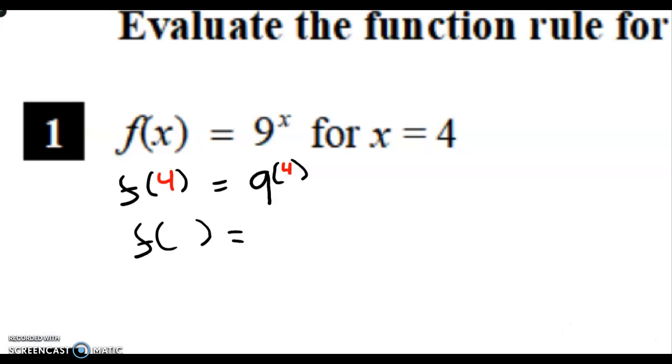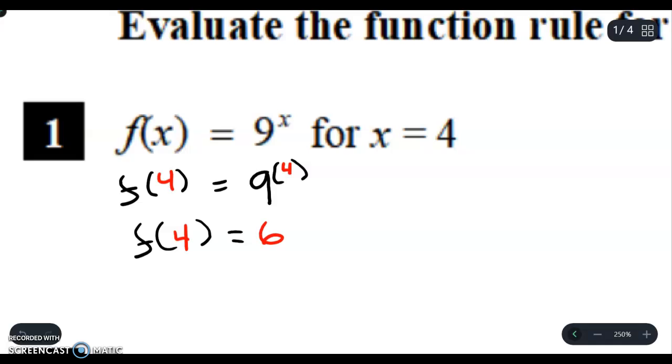Okay, so then I just type this in my calculator, 9 to the 4th, and whatever my answer is, that's my answer. In this case, when I type it in, I get 6,561.